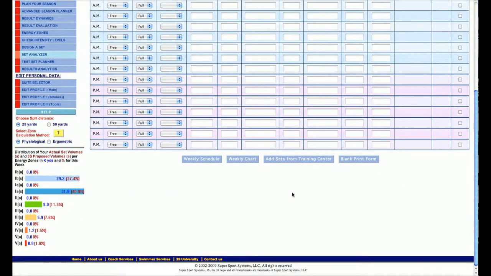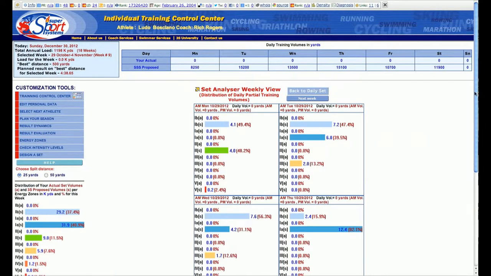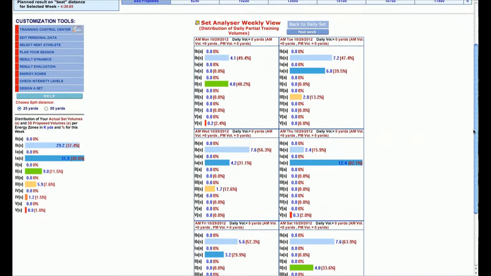I like to scroll down a little bit further and they have this weekly chart. And if I go to the weekly chart, I can see for each day in the week what the distribution of the training volumes are in each one of the different energy zones, and then create my daily schedules around that. So, for example, if I go to Wednesday, I have a total of 7,600 yards in 1B, 42 in 1A, 1,700 in zone 3.